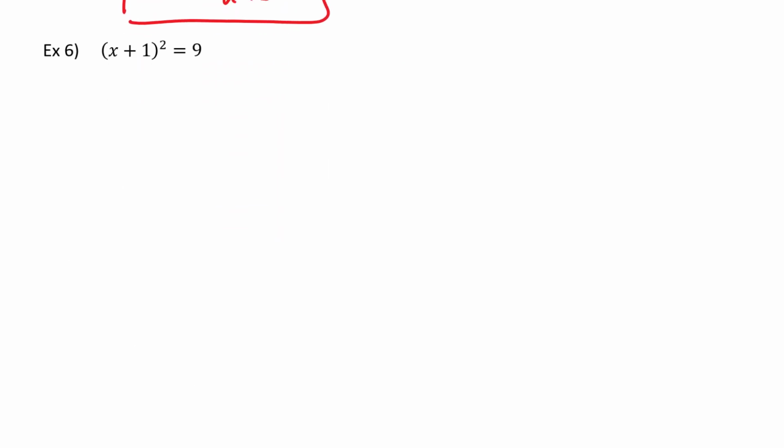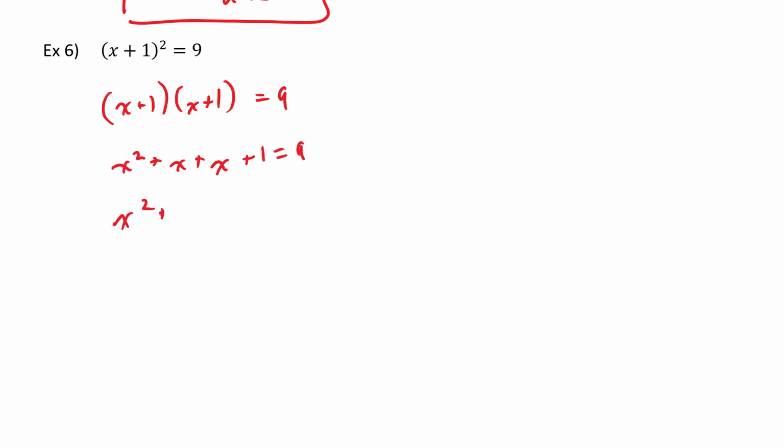Let's work on example 6 together. Here we have (x + 1) squared is equal to 9. What you could do is start this off by saying (x + 1) times (x + 1) equals 9, and then expand it to x squared plus 2x plus 1 equals 9. But then it's getting more difficult, so I wouldn't advise you do that. There's a much easier way to go about this.